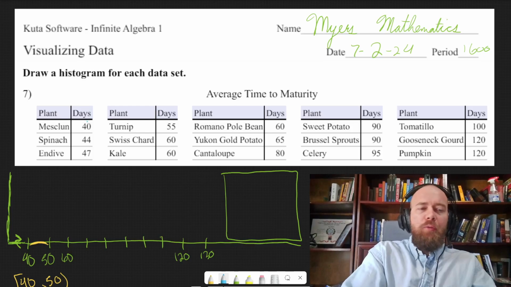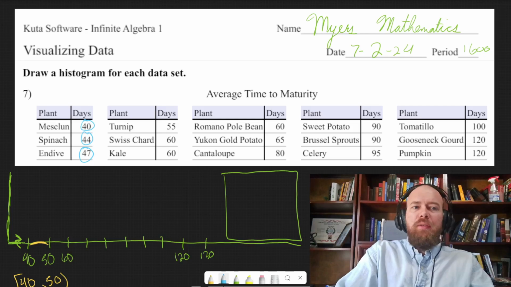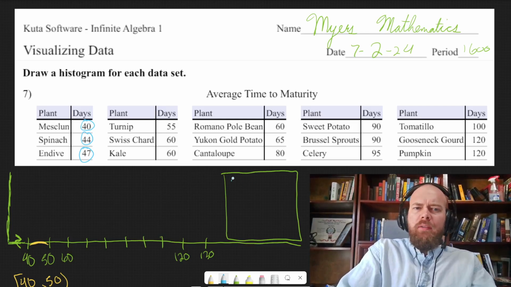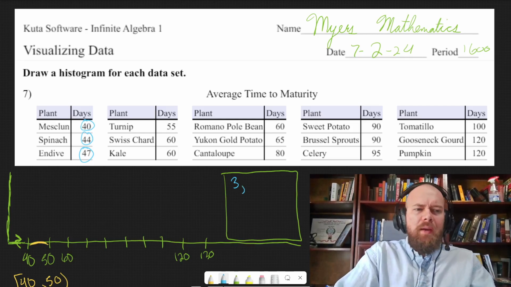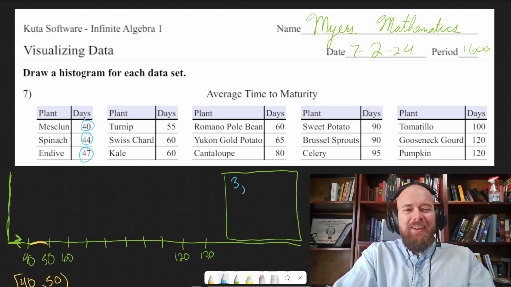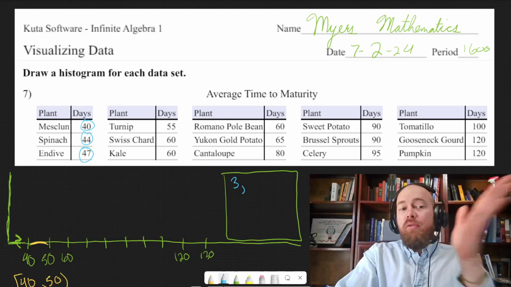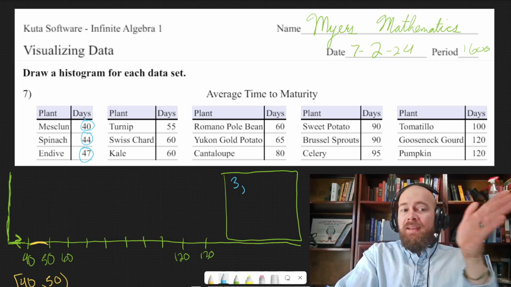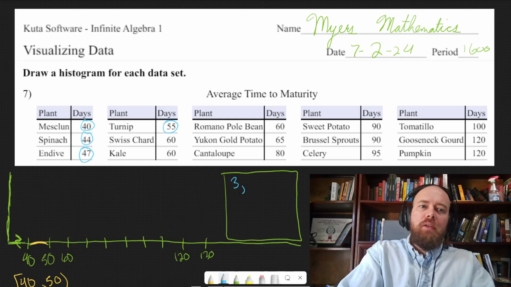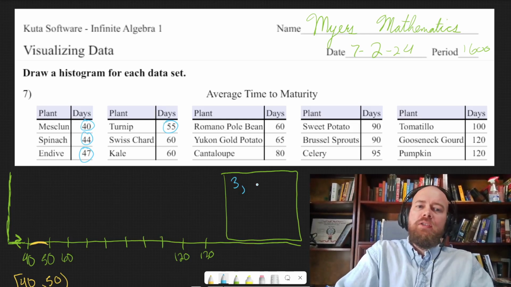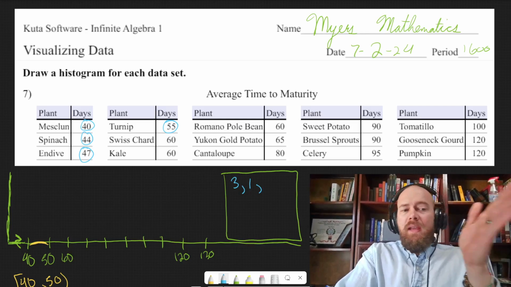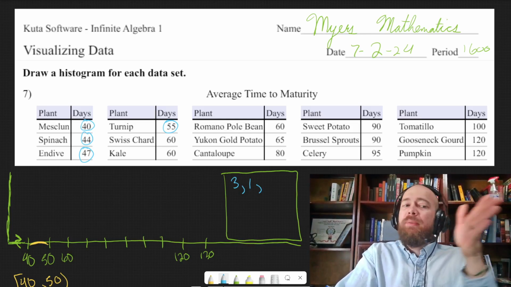So 40, but not including 50, that's 3 of them. And it looks like they're all in order, so that's pretty nice. So 3 in the first category. I don't know why I used blue for that when I earlier used yellow, but it is what it is. The next category would be including 50, but not including 60. So that's actually only one thing in the next category. Then after that, it would be including 60, but not including 70.